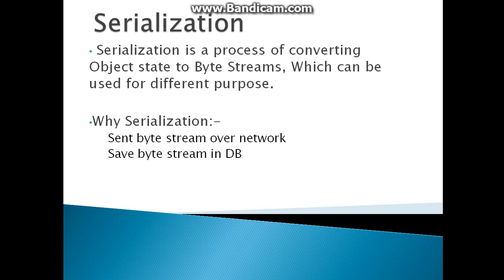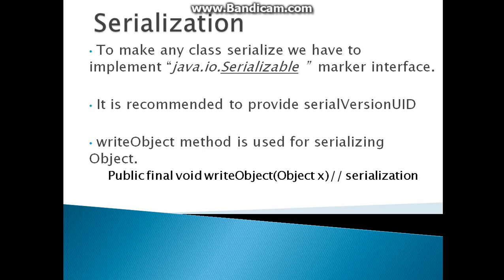So, the answer is whenever we want to transfer our object over a network or from one system to another system, we cannot directly transfer our object. We have to convert our object into a format which is understandable by the network. So that format is the byte stream. Once we get the byte stream, we can transfer it over a network or we can save it into the database.